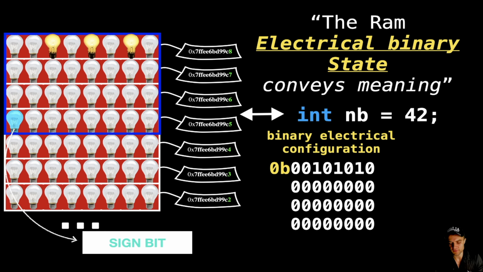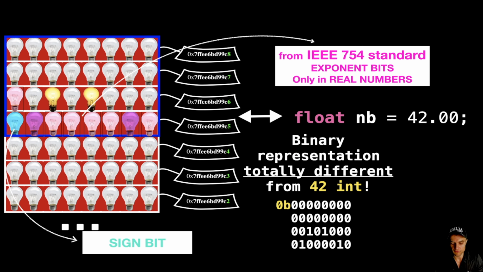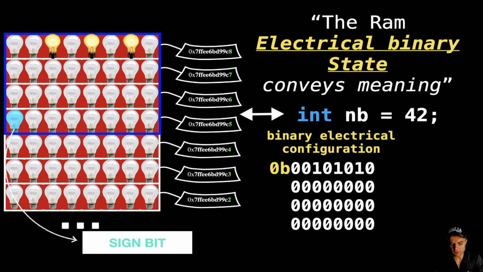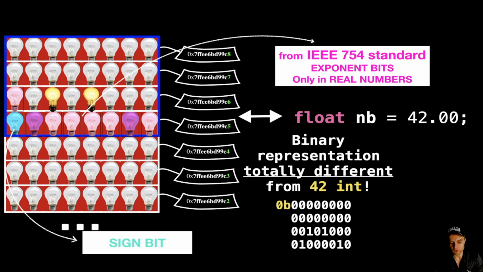is very, very different from the binary configuration of 42.0 float, right? Because we have a different encoding of the binary. We have exponent bits in the real data types. On the contrary, in the integer data type, we don't have this kind of encoding. We have simply the number in a two's complement fashion. So keep in mind this, because we're gonna do a little trick related to this idea.